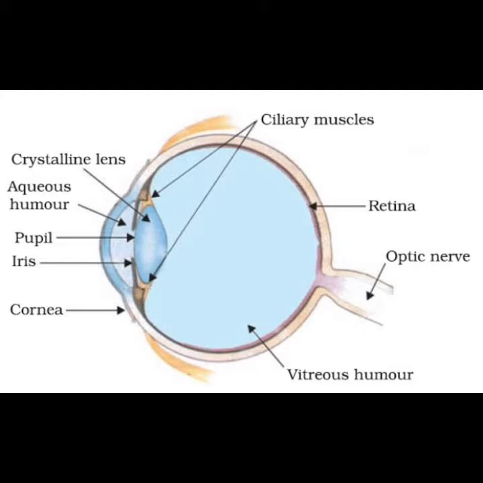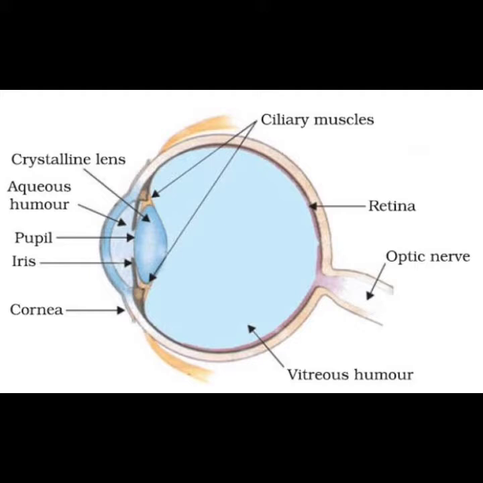Our eye is shaped like a ball. It has a roughly spherical shape. The outer coat of the eye is white. The outer coat of the eye is tough so that it can protect the interior of the eye from damage during an accident.